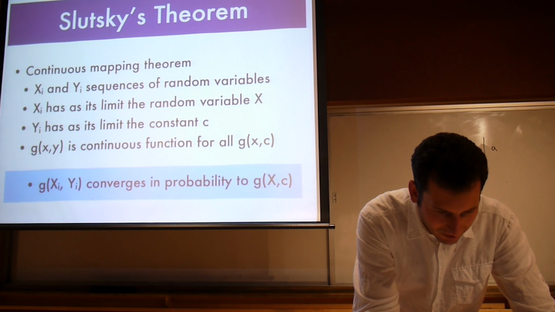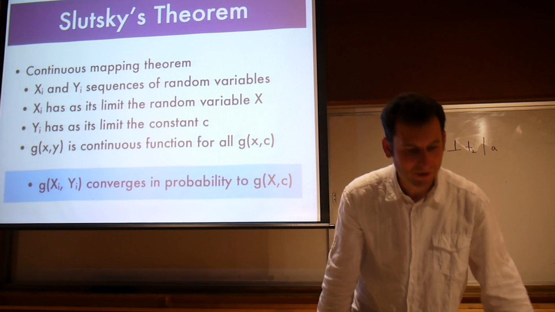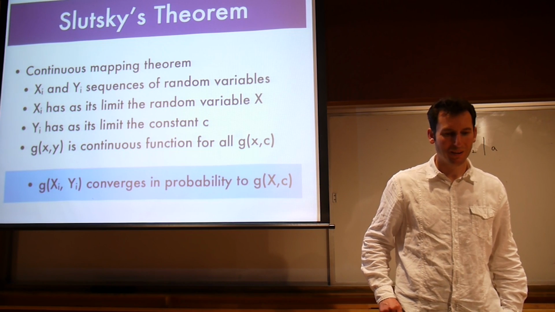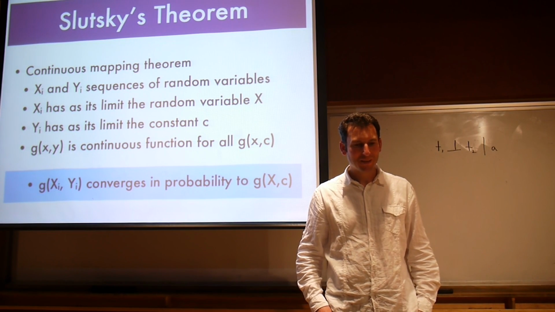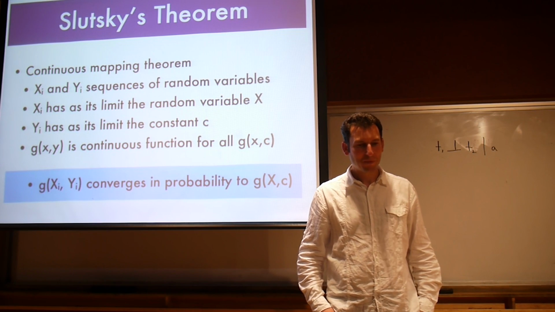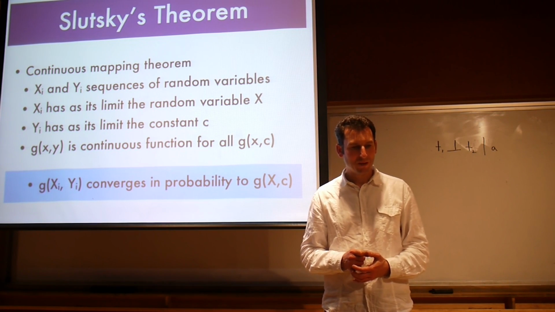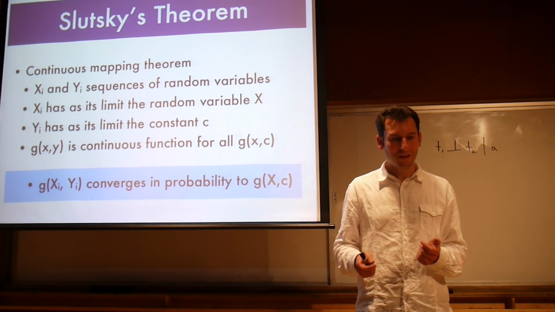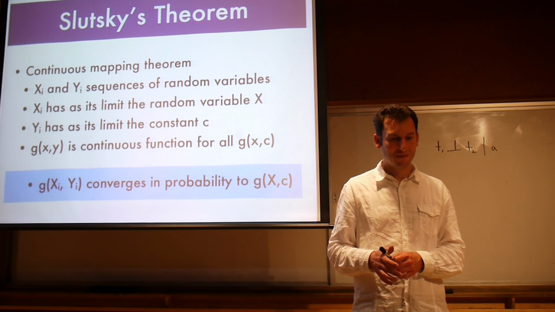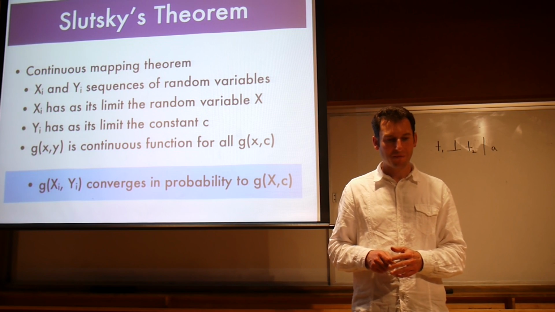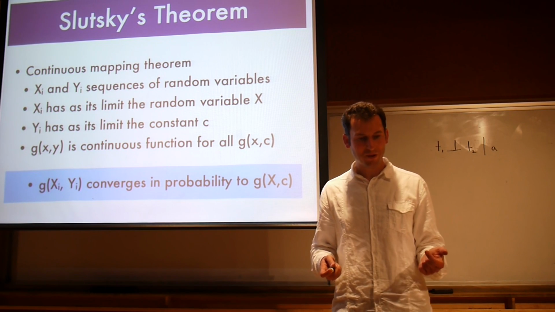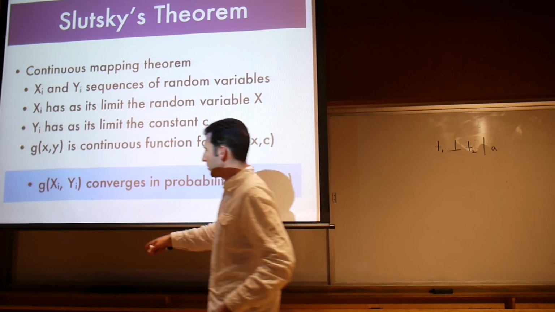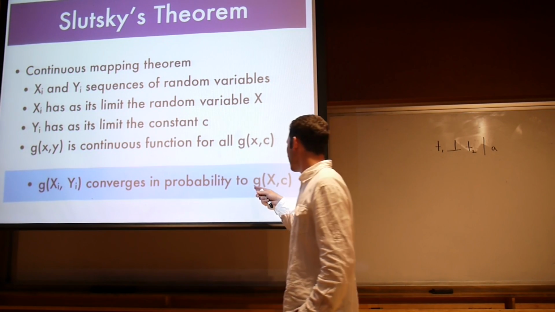So let's prove those theorems. For that we need a few tools. First one is Slutsky's theorem. Who has heard of that before? Okay, it's a fair amount, about half, maybe a bit less. The point is actually very simple. Suppose I have 2 sequences of random variables, where xi has as its limit some random variable x, and yi has as its limit some constant c. And if I have some function g of x and y which is continuous at the point c, then the random variable g of xi, yi converges in probability to g of x and c.